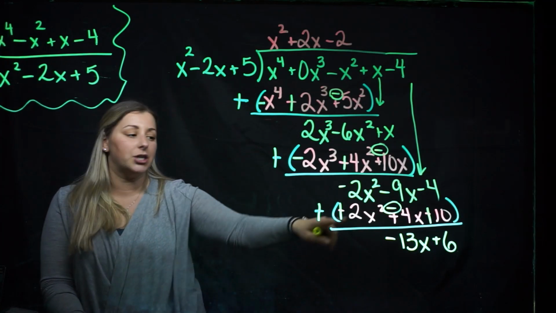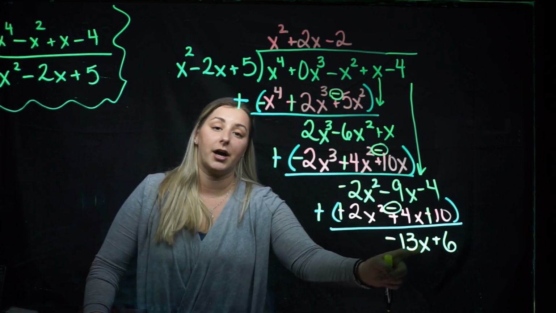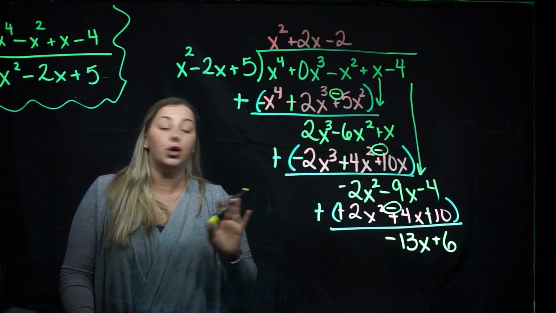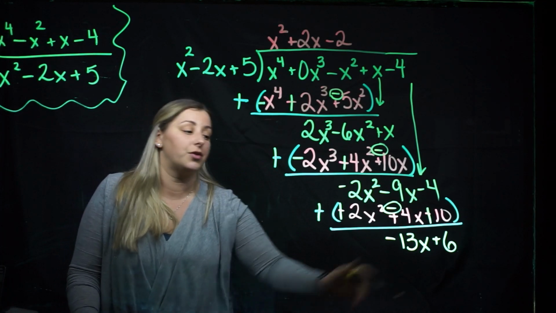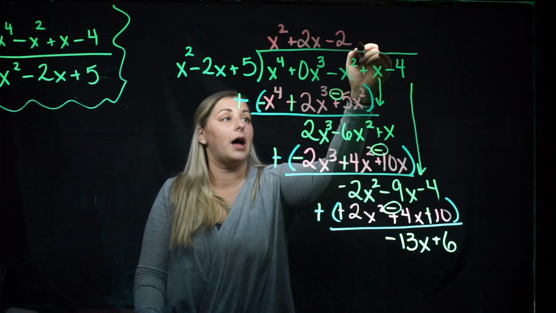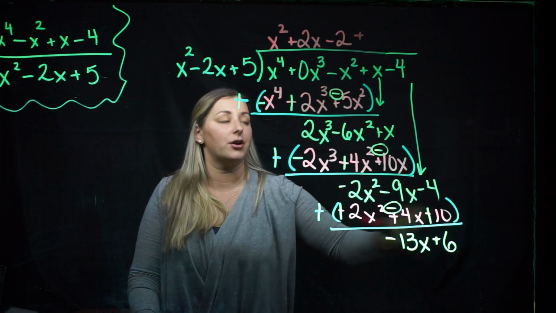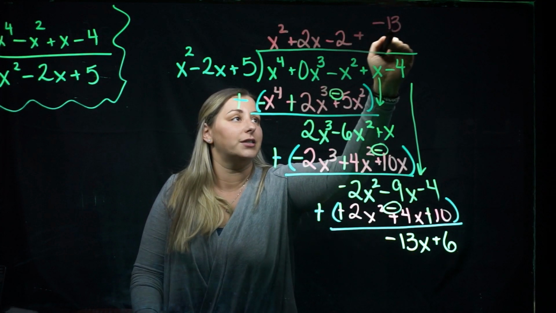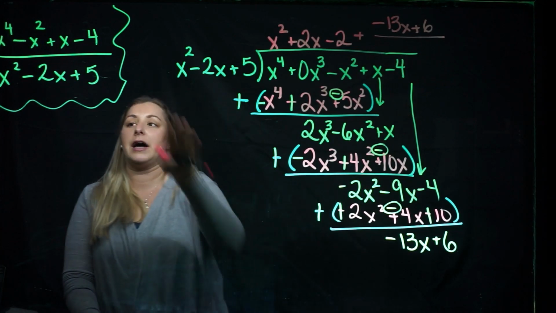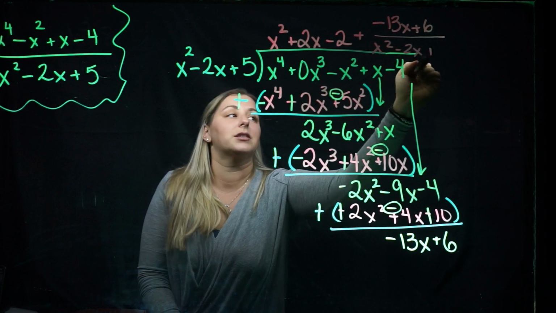So you notice in this case, you cannot actually go any further. Once you have a lesser exponent here than what you were dividing by, you're done dividing. You can't go any further, so this is called our remainder. So the way you want to represent it is as a fraction. So you would say, okay, plus whatever you have here, negative 13x plus 6, all over the original divisor, so what you were dividing by, which is x squared minus 2x plus 5.